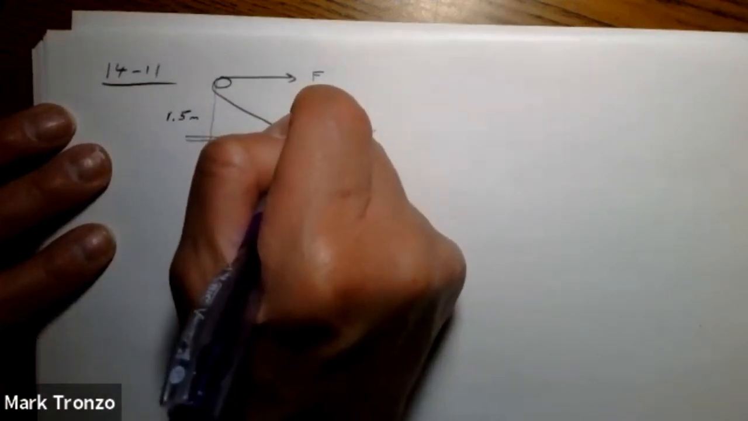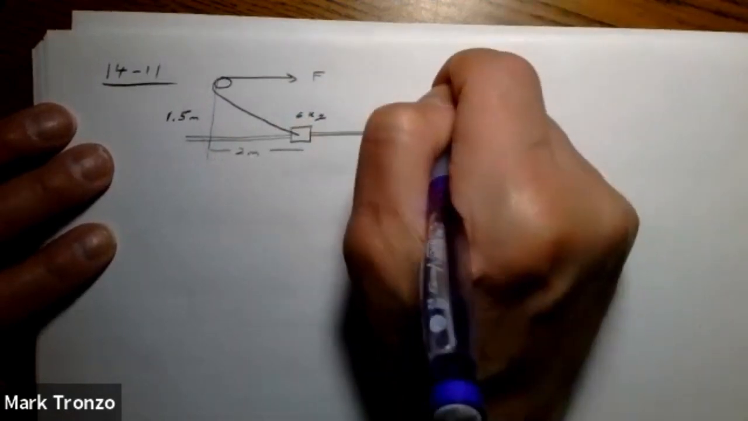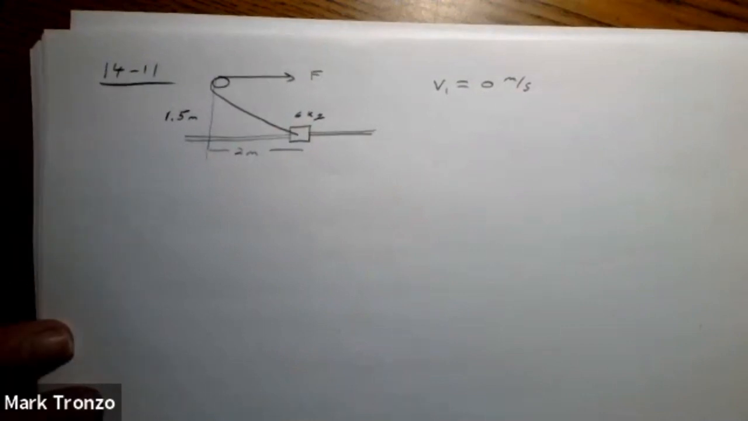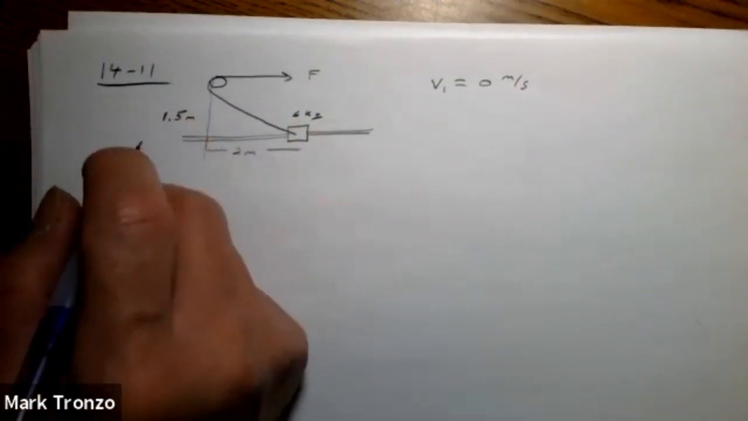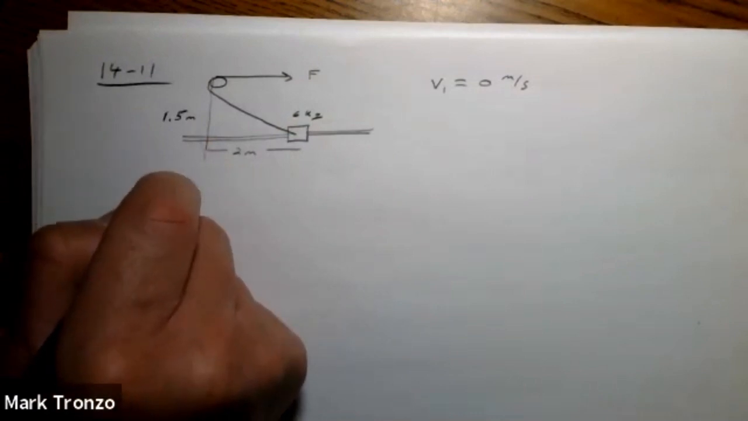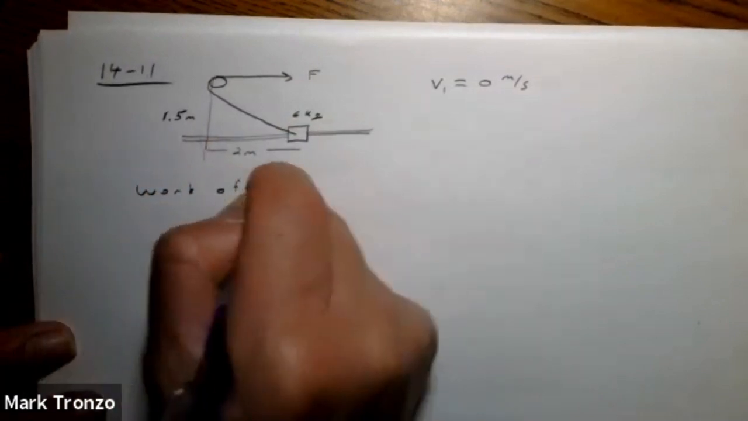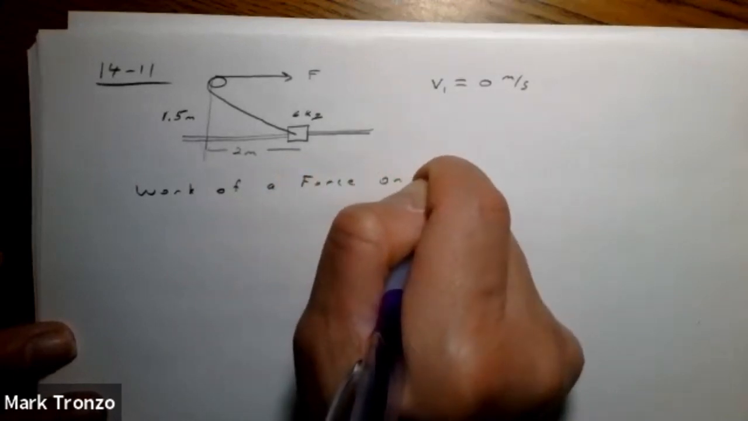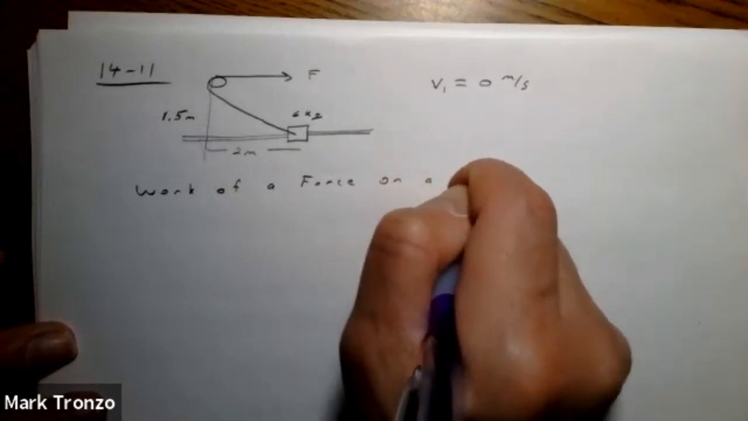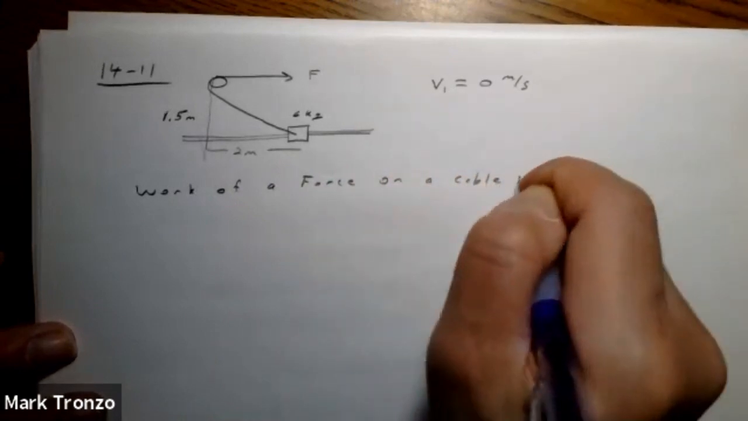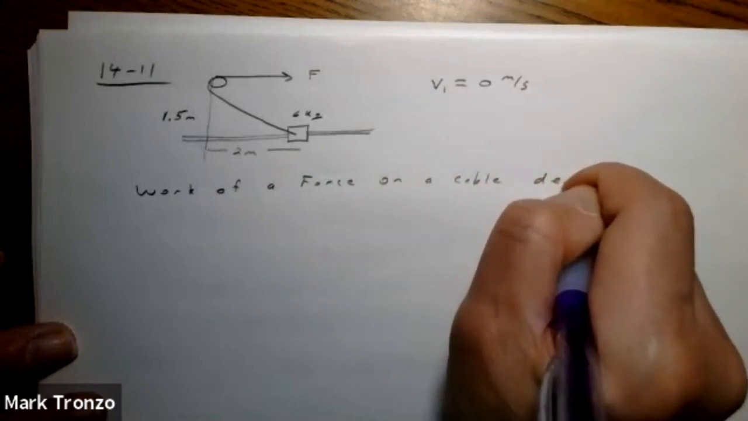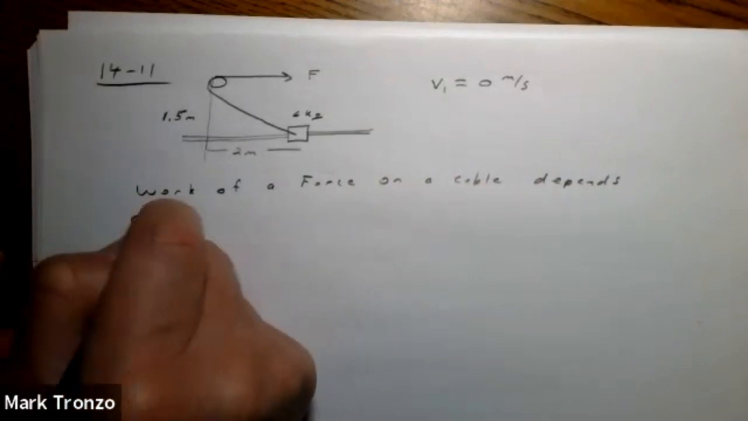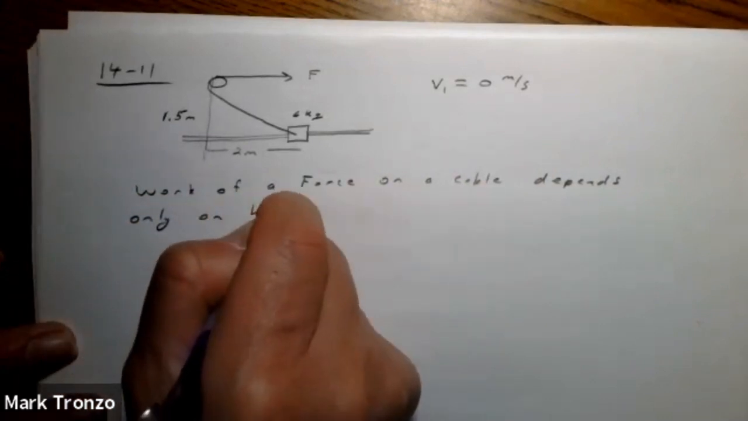And again, this is 6 kilograms. And again, we're starting out at 0 meters per second. And again, remember, this is the rule that simplifies things. So the work of a force on a cable depends only on how far the cable has been pulled.